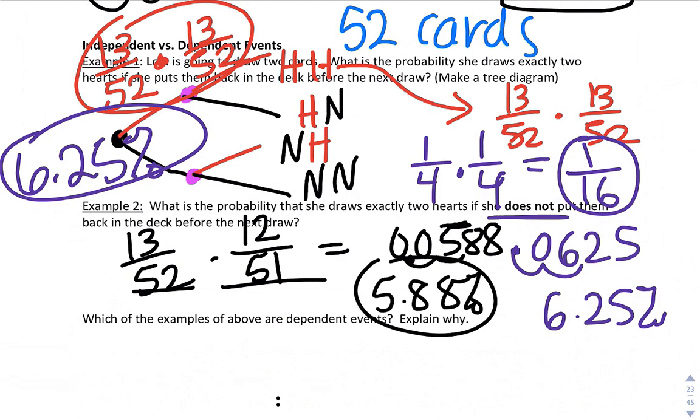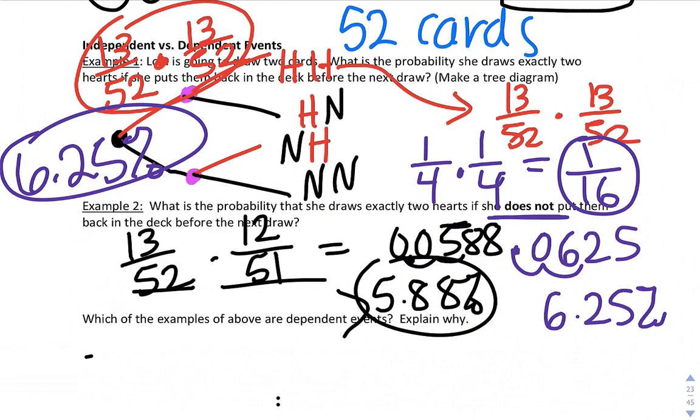So a little bit smaller chance if you take a look at it, if you don't put the card back in the deck. Again, there's only 12 out of 51 cards for the next draw, so your percentage drops a little bit for drawing a heart on the second draw. All right, let's take a look at the two examples. Which of the following are dependent events?